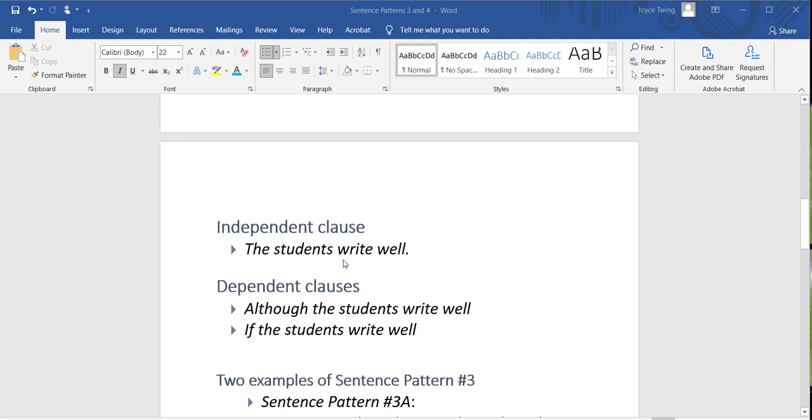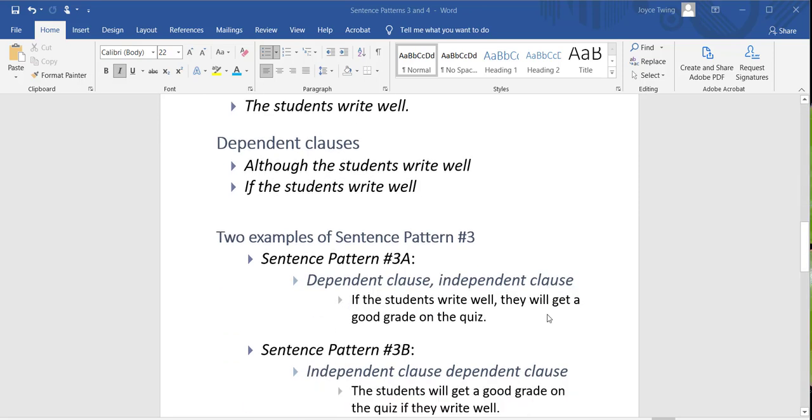So we have an independent clause. The students write well. We turn that into a dependent clause by saying things like, although the students write well, if the students write well. These are not complete sentences. We could say when the students write well, while the students write well, because the students write well. It turns this independent clause into a dependent clause.